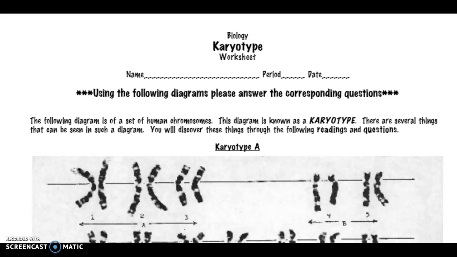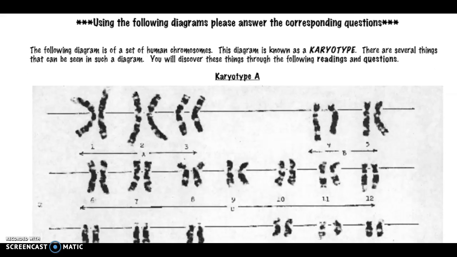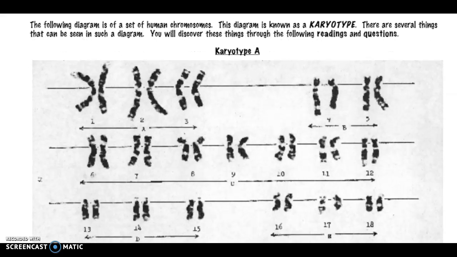Now we're going to practice a little bit with karyotypes and gathering information from a karyotype. Again, a karyotype is the arrangement of those chromosomes. So using the diagram below, answer the corresponding questions. The following diagram is a set of human chromosomes. This diagram is known as a karyotype. There are several things that one can see in such a diagram. You will discover these things through the following reading questions.